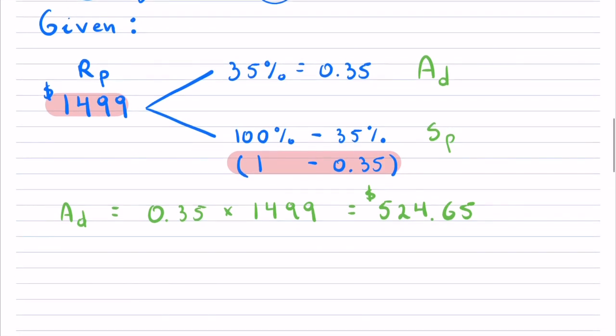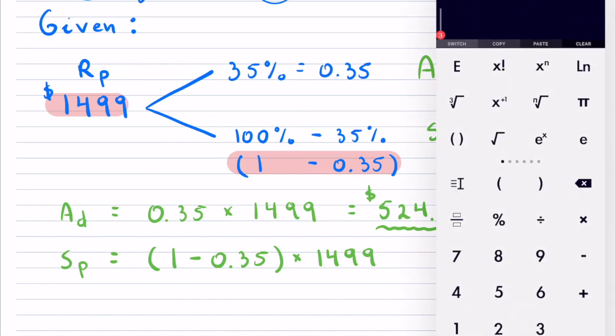Now, if I wanted my sale price, on the other hand, I could have taken this and then subtracted it from my regular price. Or I can just simply say 1 minus 0.35, so that's 65% of the total price, and then multiply it by 14.99. And this is something we did in the increase and decrease video, just for some basic examples. And again, I can input this in.